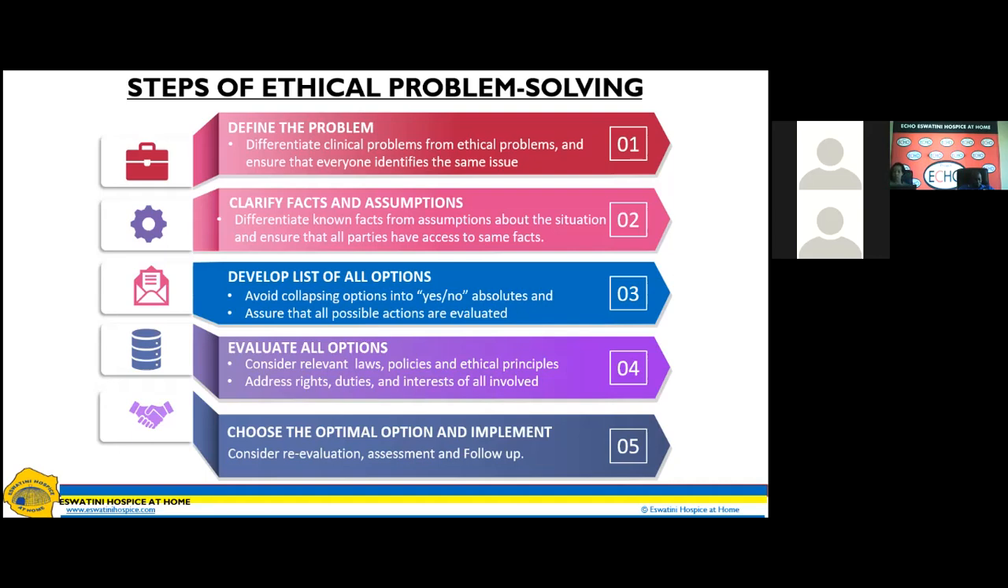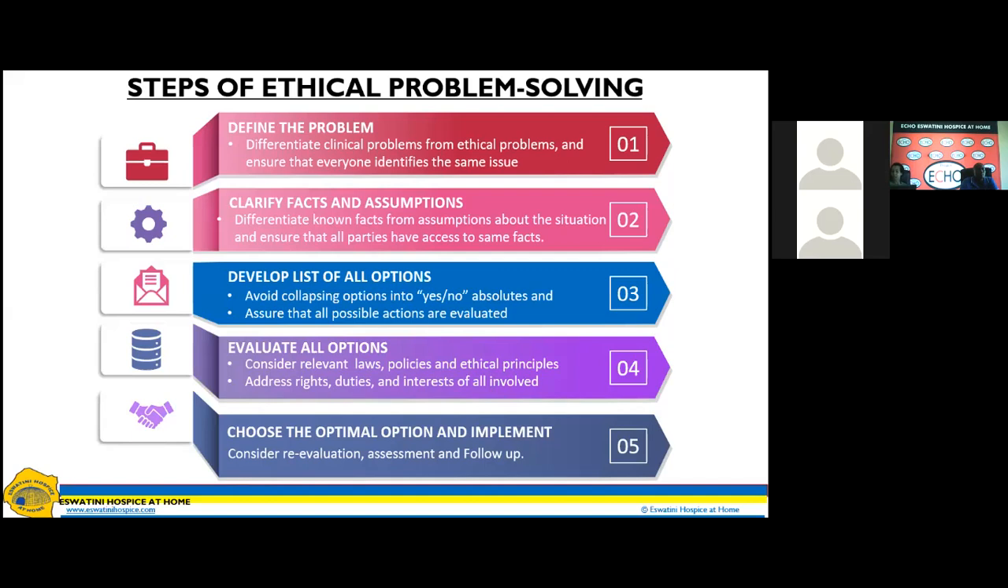I think the one is clear. Let's check the wheel again and evaluate all the options we've done above. We should consider the relevant laws, policies, and ethical principles. You know that in every country, everywhere, there are laws and policies, ethical principles we should consider. We should address the rights, the duties, and interests of all involved. Remember, it's the patient here, it's the family here, it's the health team. And then at the end, we should choose the option and implement.